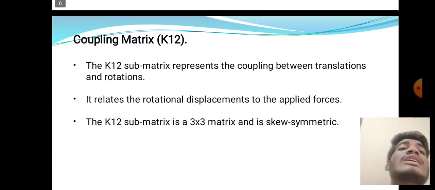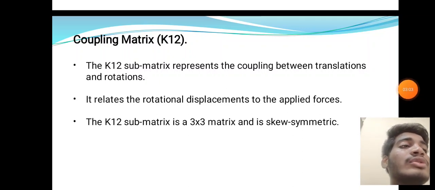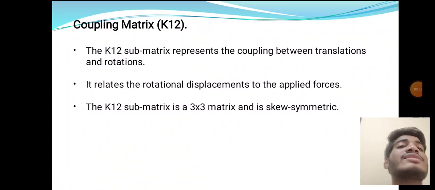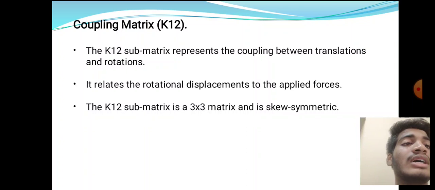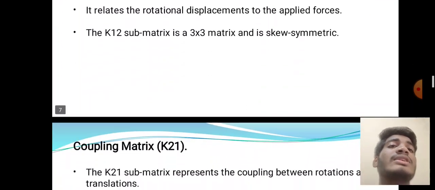The next is the coupling matrix, which is K12. This K12 submatrix represents the coupling between the translations and rotations. It relates the rotational displacements to the applied forces. This K12 submatrix is a 3 cross 3 matrix and it is also a skew symmetric matrix.